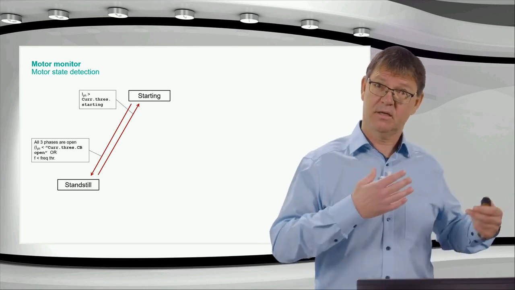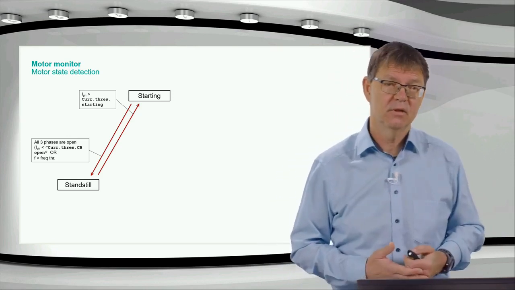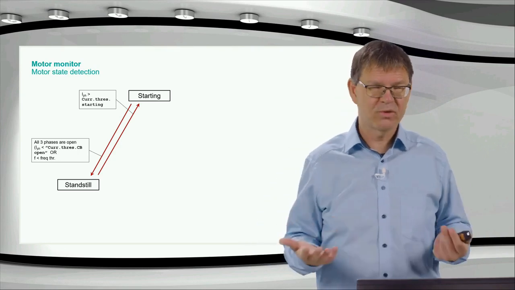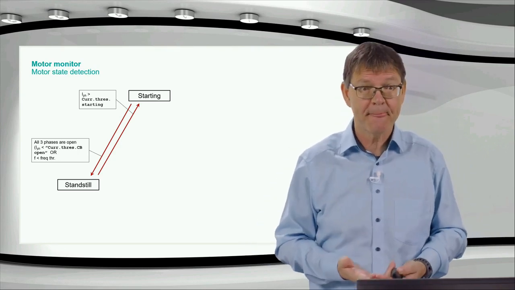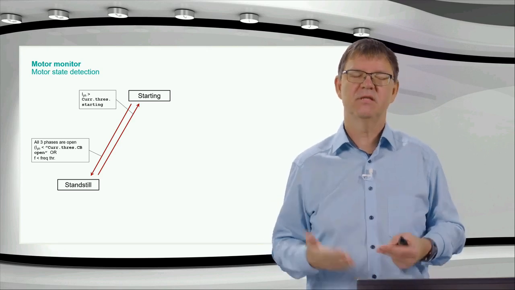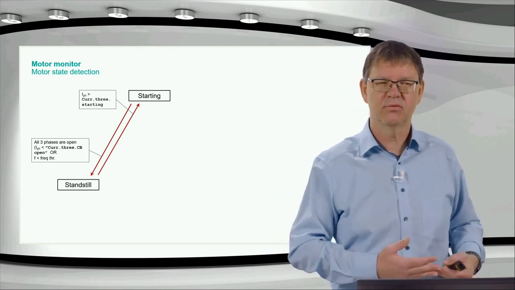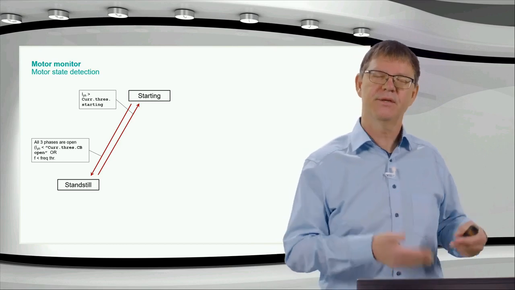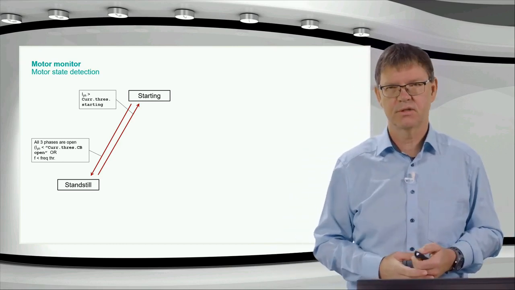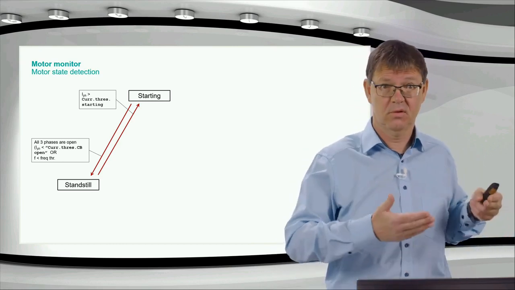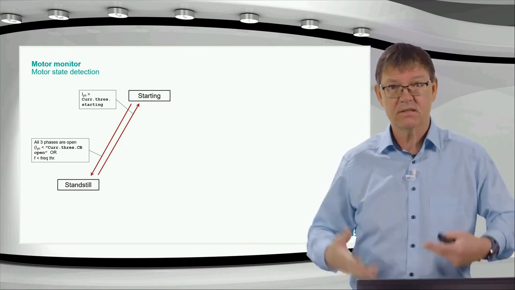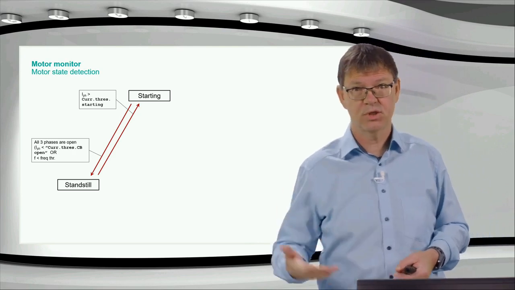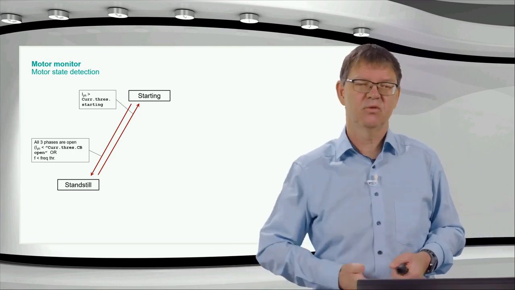From starting, I can come back to standstill as well, if the circuit breaker is open. Basically, this is the criterion we had before. So all the three phases must be below that threshold. And if all phases are below that threshold, then the circuit breaker is considered open. And then the motor goes to standstill. It can still run due to the mass of the rotor and the machine, but it will slow down and come to standstill.